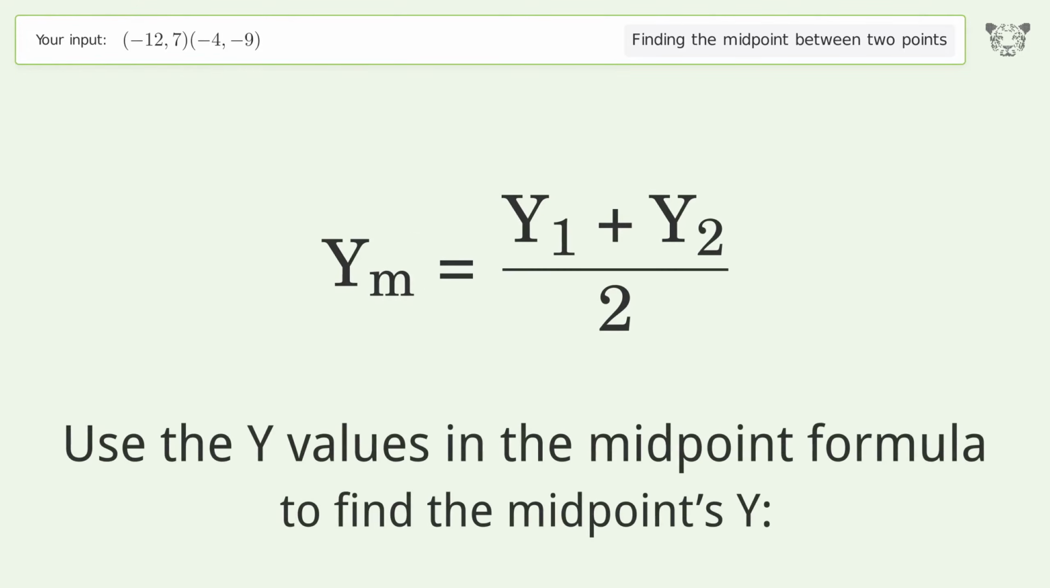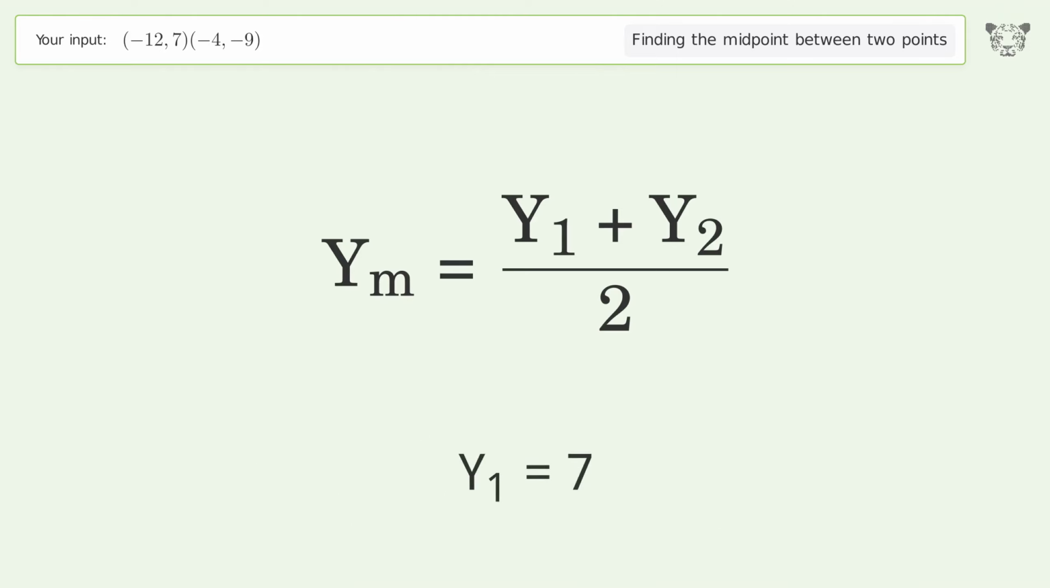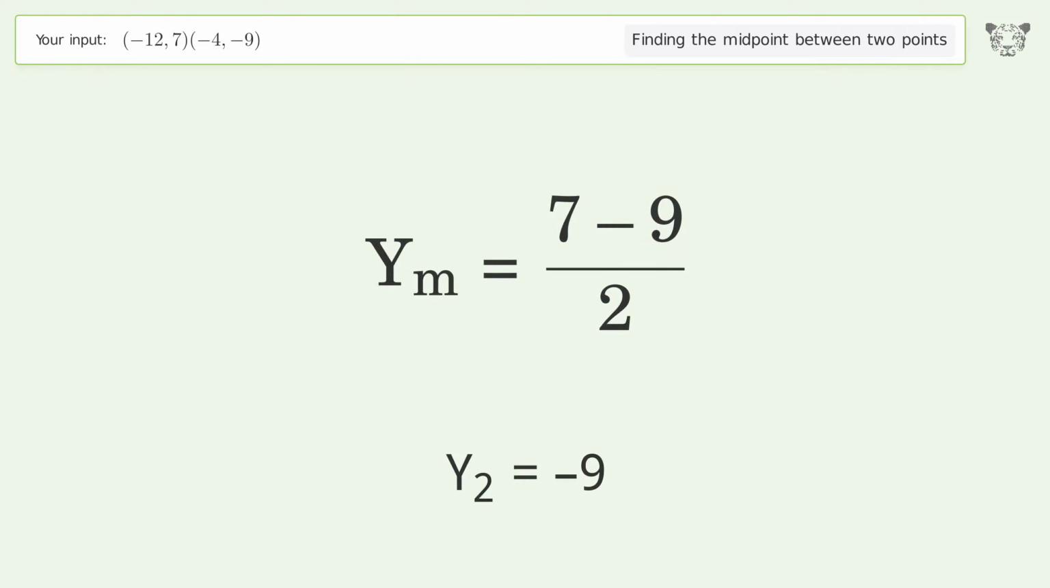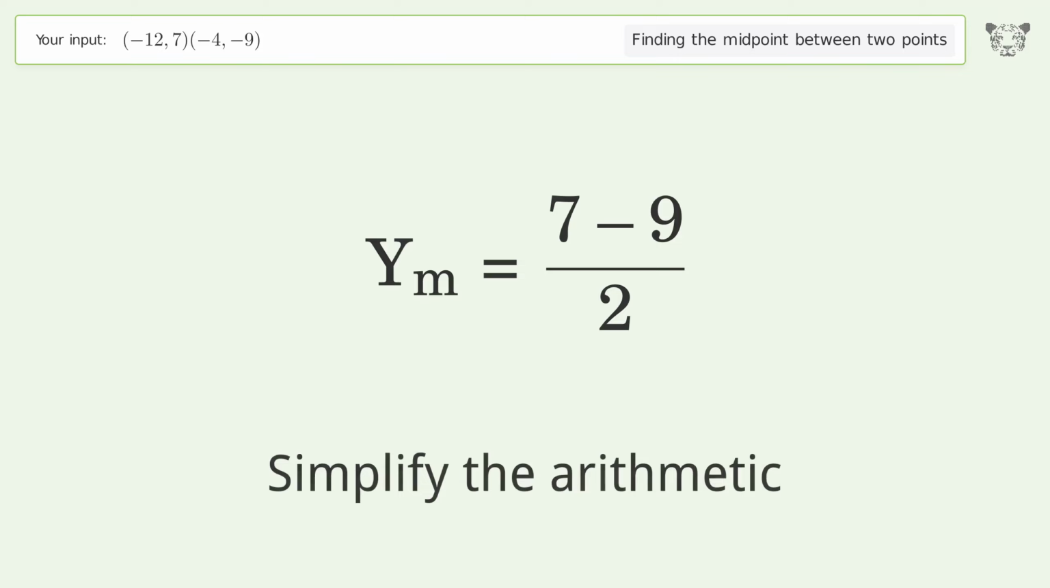Use the y values in the midpoint formula to find the midpoint's y. y1 equals 7. y2 equals -9. Simplify the arithmetic.